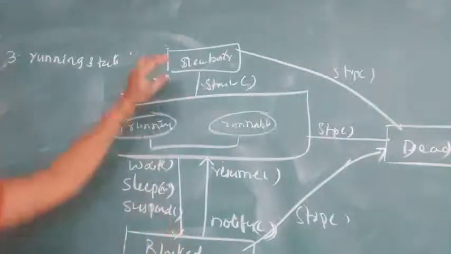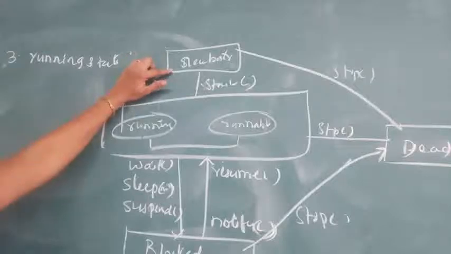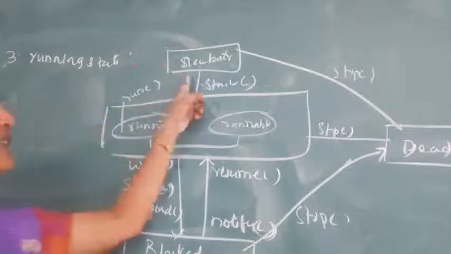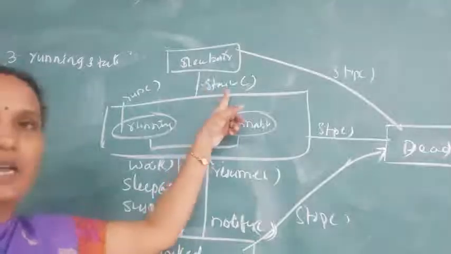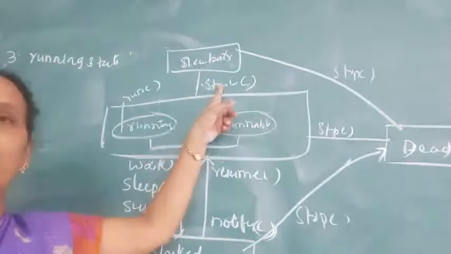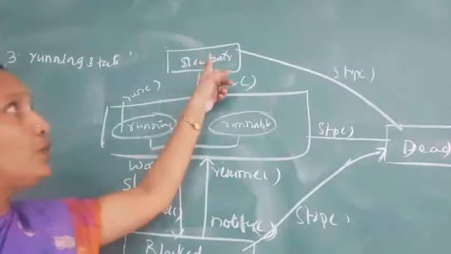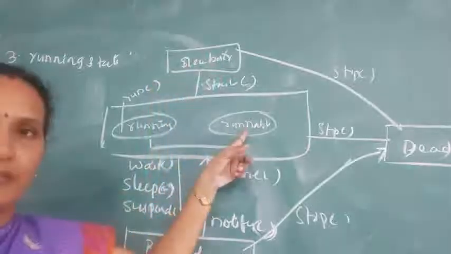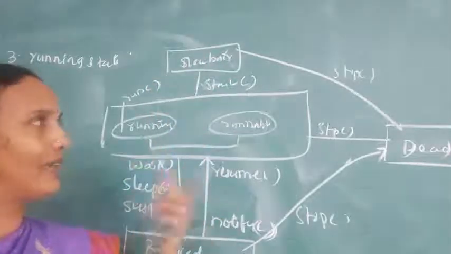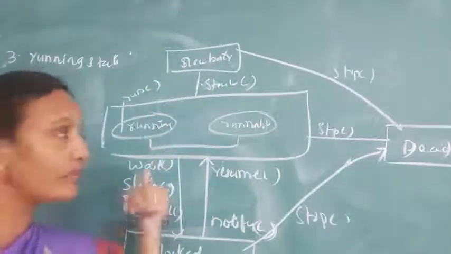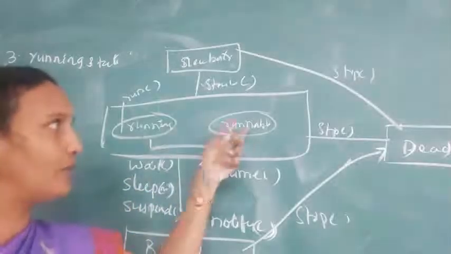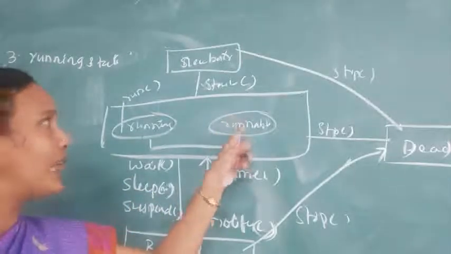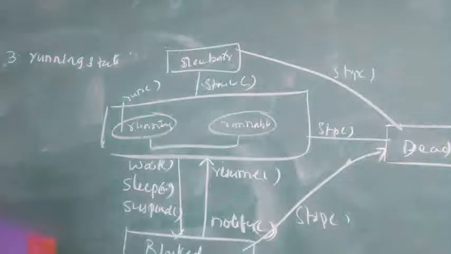Okay, so when a thread object is created, it is in a newborn state. Next, whatever thread is in the newborn state, you can start its execution by using the start method. When you call the start method, the thread moves from the newborn state to the runnable state. Runnable state means all the threads wait for the processor time. Whenever their turn comes, the thread moves from the runnable state to the running state.